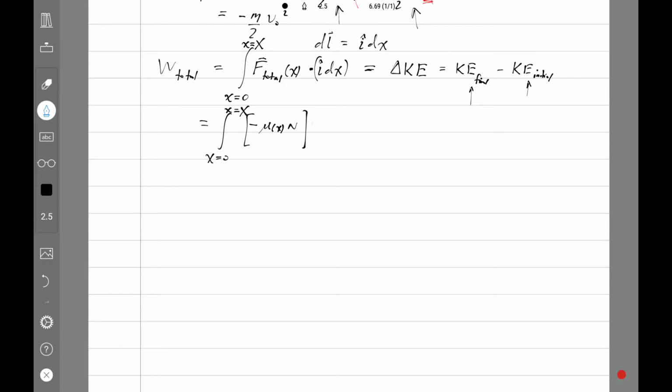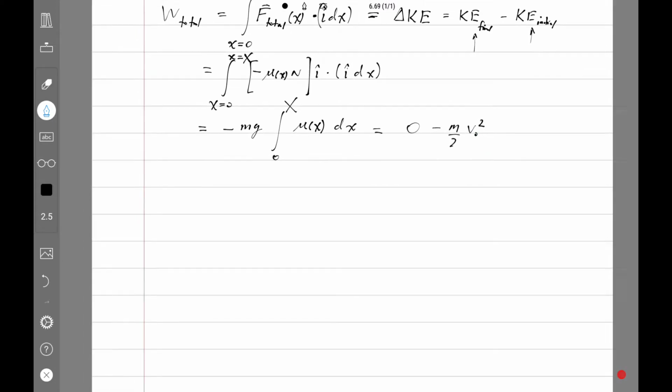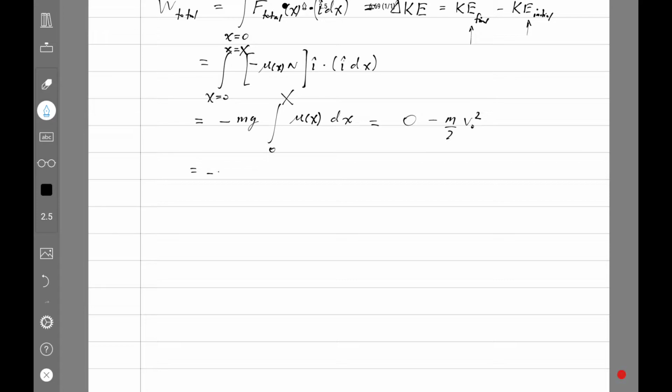and that's all in the x direction, dotted with i hat dx. So that's equal to negative mg, that's the w, integral from 0 to capital X of mu of x dx. So i dot i just became 1. And that integral on the left-hand side is equal to 0, because that's the kinetic energy final, minus 1/2 m v naught squared. It's getting exciting. Okay. 0 to capital X.